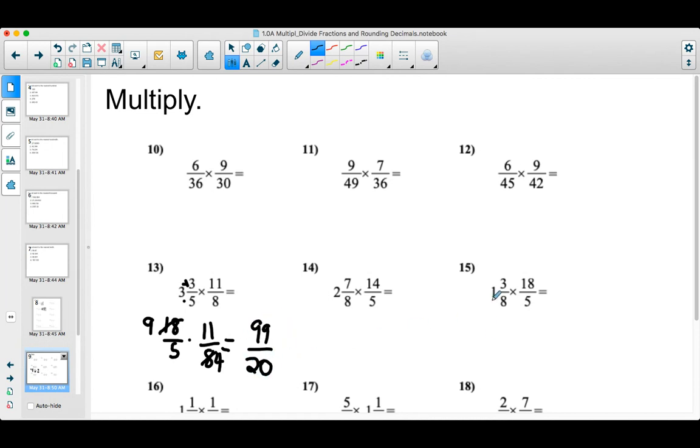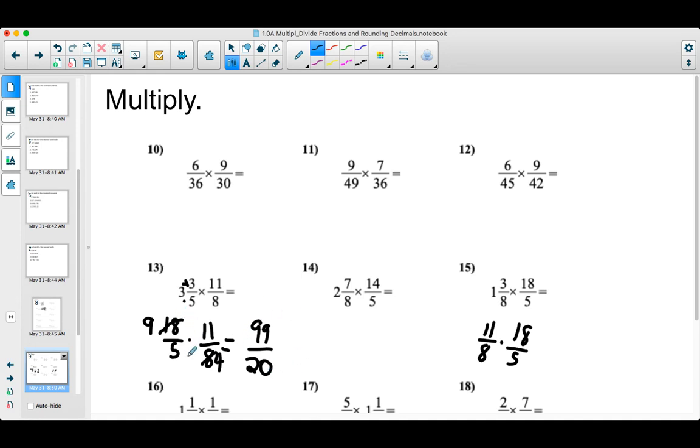Let's try this last one. 1 3/8. Take a moment. What is the answer to that? Pause it here if you need to. I got for an answer 11 over 8 times 18 over 5. Why am I still getting the same type of numbers? That is the crazy thing. You realize it. That's the same answer as what we're going to have over here.